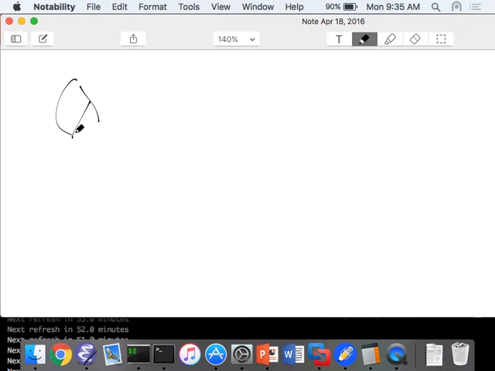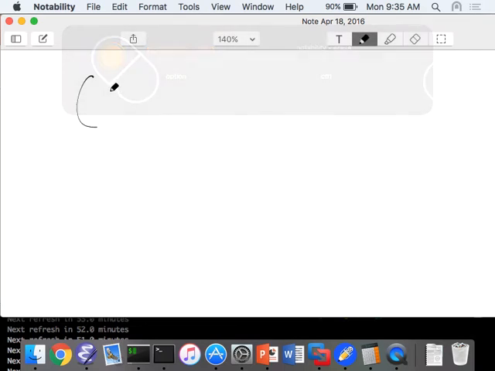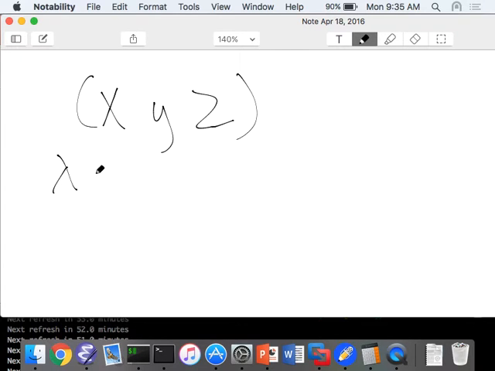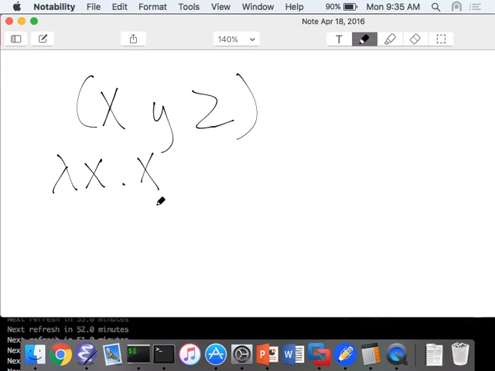Right? So in my lambda expression, let's think about it like this. If I have an expression x, y, and z, and I have an expression, let's say lambda x dot x, right? So here, what does this x define? We kind of already saw that in function application, right? What does this x mean? That's the parameter? Yeah, this is the parameter of this abstraction. It's the meta variable of this abstraction, right?